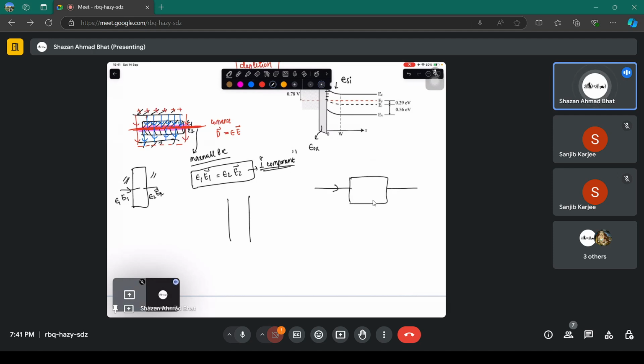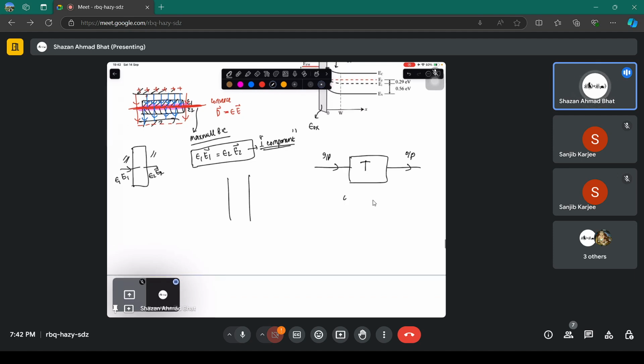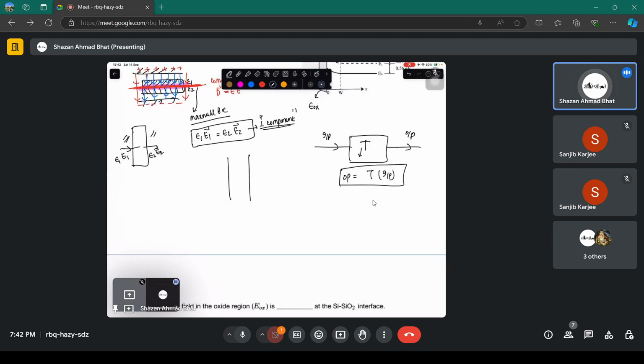You are giving some input, you are getting output. This black box has some function. Let's call it T. Then the output would be T times the input, because there will be some change at the output. So this particular T is basically the electrical permittivity. It governs how the field is going to look.